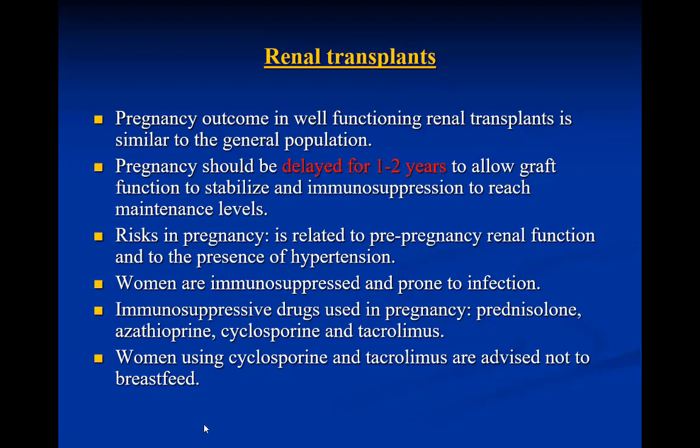Another form of renal disease in pregnancy is renal transplant. Pregnancy outcome in a well-functioning renal transplant is similar to the general population. There is no difference. Pregnancy should be delayed for at least 1 to 2 years to allow graft function to stabilize and immunosuppression to reach maintenance levels. Risk in pregnancy is related to pre-pregnancy renal function and to the presence of hypertension. Women are immunosuppressed and prone to infection.